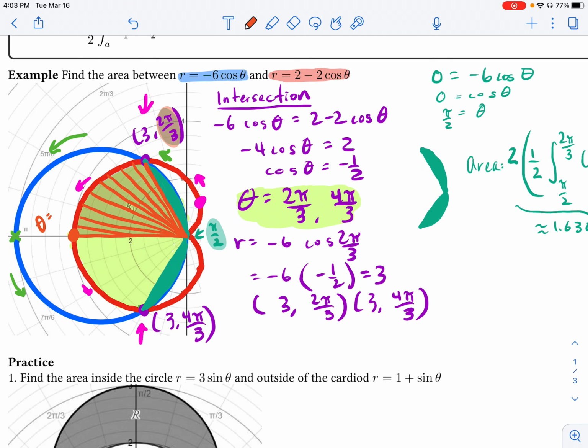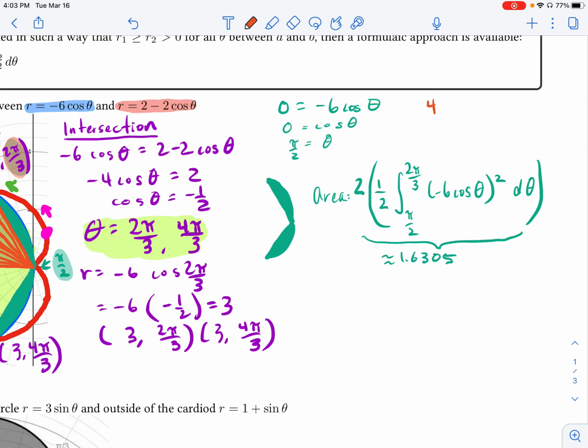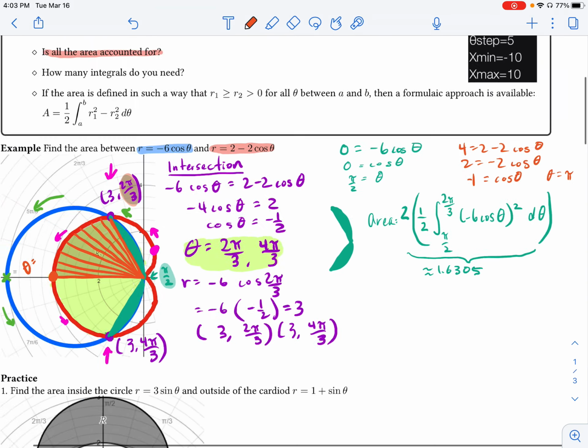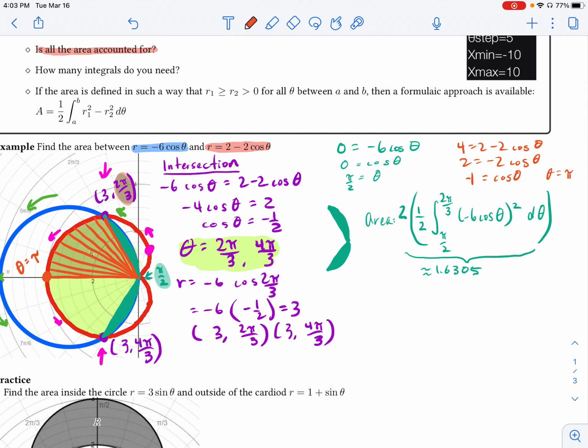Okay, so we can just solve that as well. We can say 4 is equal to 2 minus 2 cosine theta. So that's 2 is equal to -2 cosine theta. Cosine theta is equal to -1. And we know from that that theta then has to be equal to pi. That's the angle that makes cosine equal to -1. So that means this angle right over here is at pi. And that's going to represent our second bound. So we are going to integrate from 2 pi over 3 to pi for my cardioid.